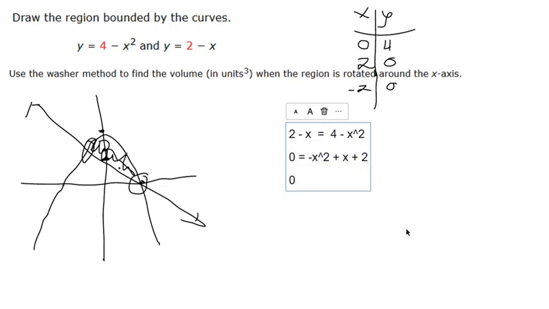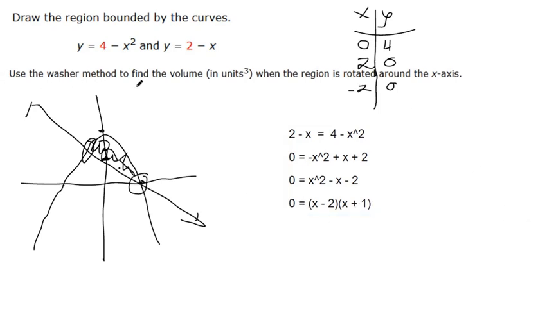I'm going to multiply both sides by -1. That way my leading term is positive. And so this is factorable. Two numbers that multiply to -2 but add up to be -1, like we've done in previous math classes. Okay, so it crosses at x equals 2 and at x equals -1.